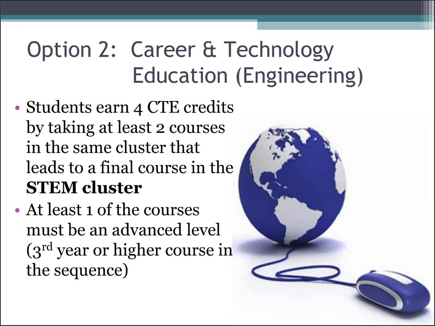In option 2, career and technology education. So if you are going into the engineering portion of STEM, you must earn 4 CATE credits. So 4 career technology education credits by taking at least 2 courses in the same cluster that leads to a final course in the STEM cluster. At least one of these courses must be an advanced level. That means it's a 3rd year or higher course in that particular sequence. And we will go over, when we start working on choosing these classes, we will kind of go into detail of how you're going to be able to choose these courses.